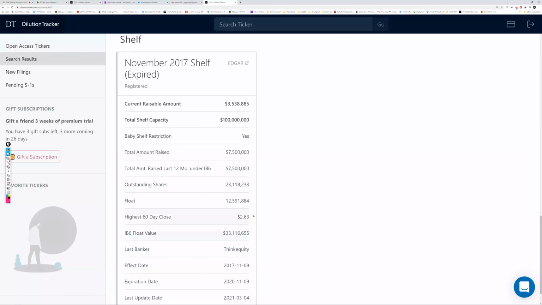So all you do is you take your total amount of shares, 12,591,884, right? And what was the highest close in the last 60 days? It was 2.63. Times 2.63, and that gives you 33,116,55. Is that under 75 million? Is 33 million less than 75 million? Yes. So it's under baby shelf.